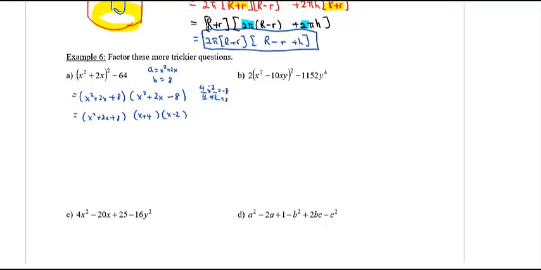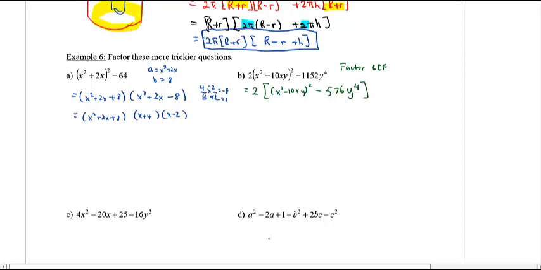Part B. Remember what I always like to do first? GCF. Yeah, factor that out. Still get this nasty thing though. 1152 divided by 2, that's 576, I think. y to the power 4.